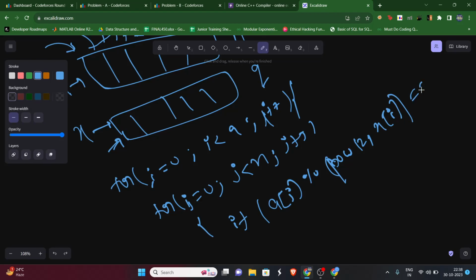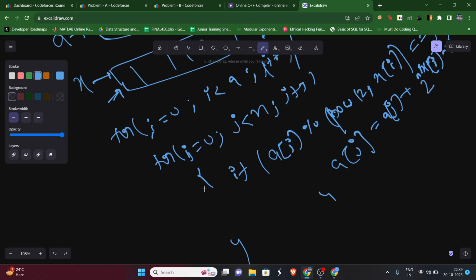If this modulo 2 to the power X of i equals 0, then we have to update A of j to A of j plus 2 to the power X of i minus 1. And after performing these operations, whatever the final value of A is, we'll have to return that.